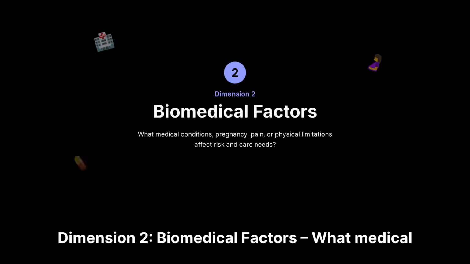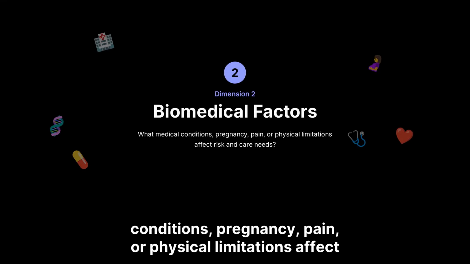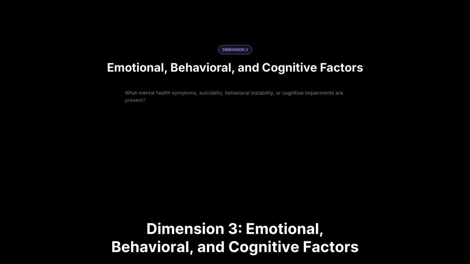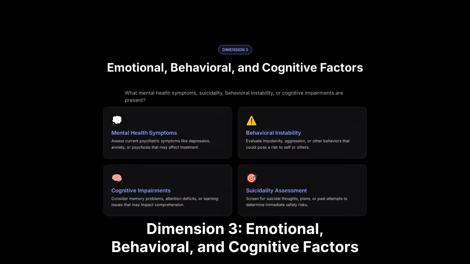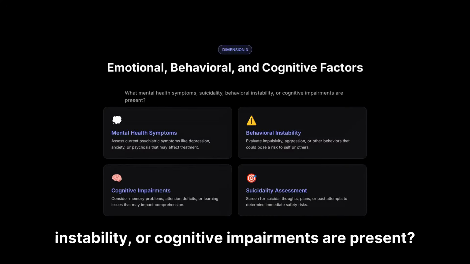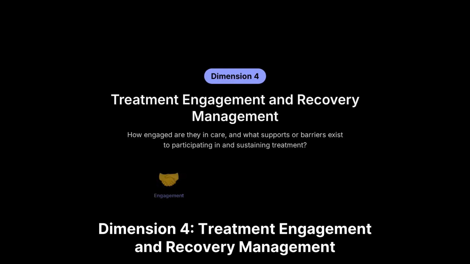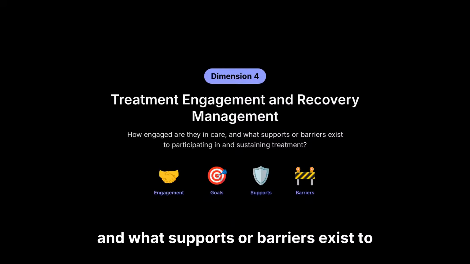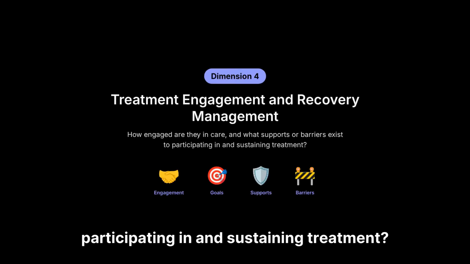Dimension 2, biomedical factors. What medical conditions, pregnancy, pain, or physical limitations affect risk and care needs? Dimension 3, emotional, behavioral, and cognitive factors. What mental health symptoms, suicidality, behavioral instability, or cognitive impairments are present? Dimension 4, treatment engagement and recovery management. How engaged are they in care, and what supports or barriers exist to participating in and sustaining treatment?